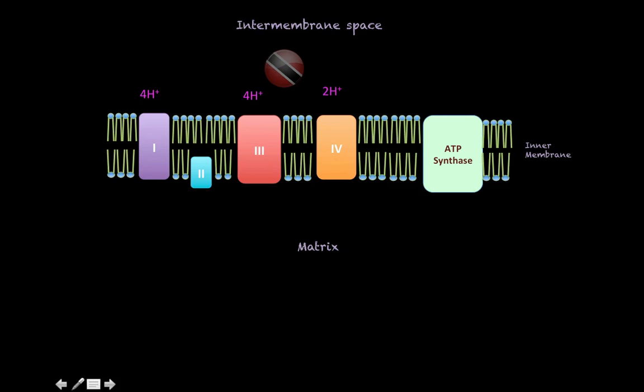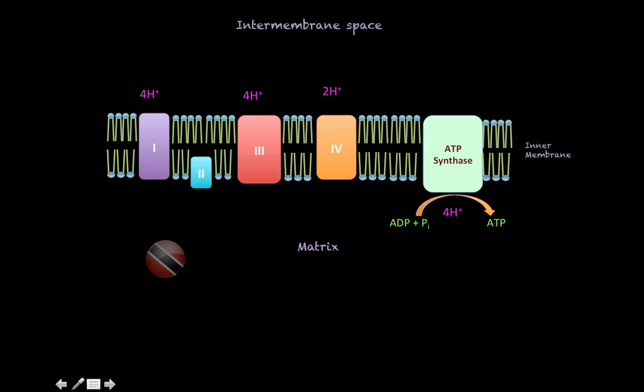And from experimentation, we observed that it takes 4 protons passing through ATP synthase to produce 1 ATP molecule. So as 4 protons pass through ATP synthase, you get ADP plus Pi. In other words, ADP is being phosphorylated to 1 ATP molecule. Now these numbers are very important.